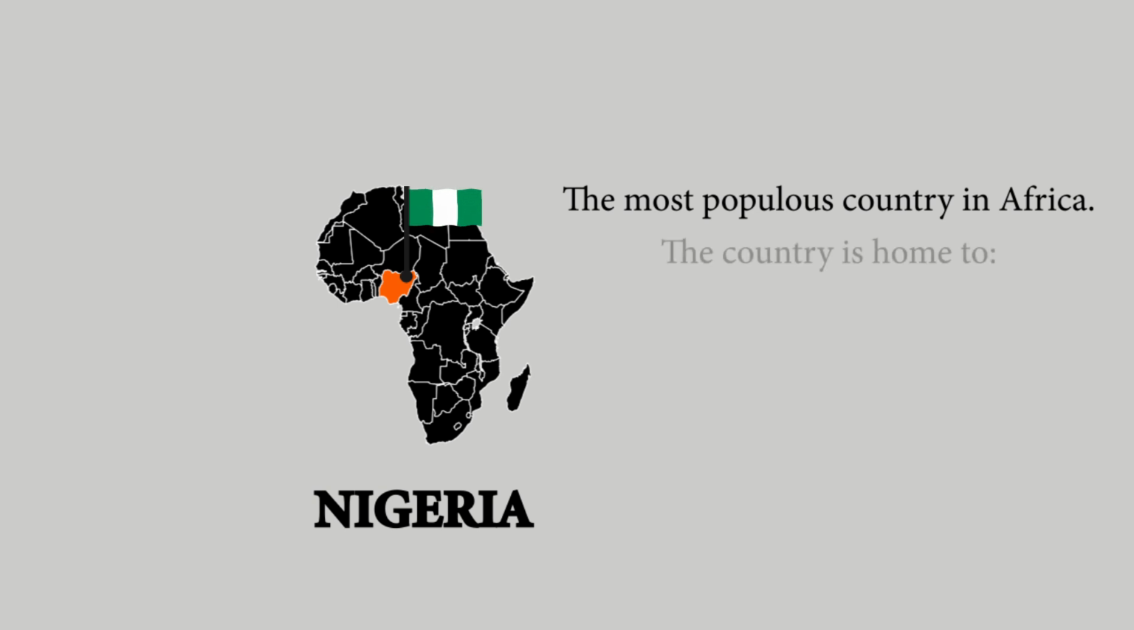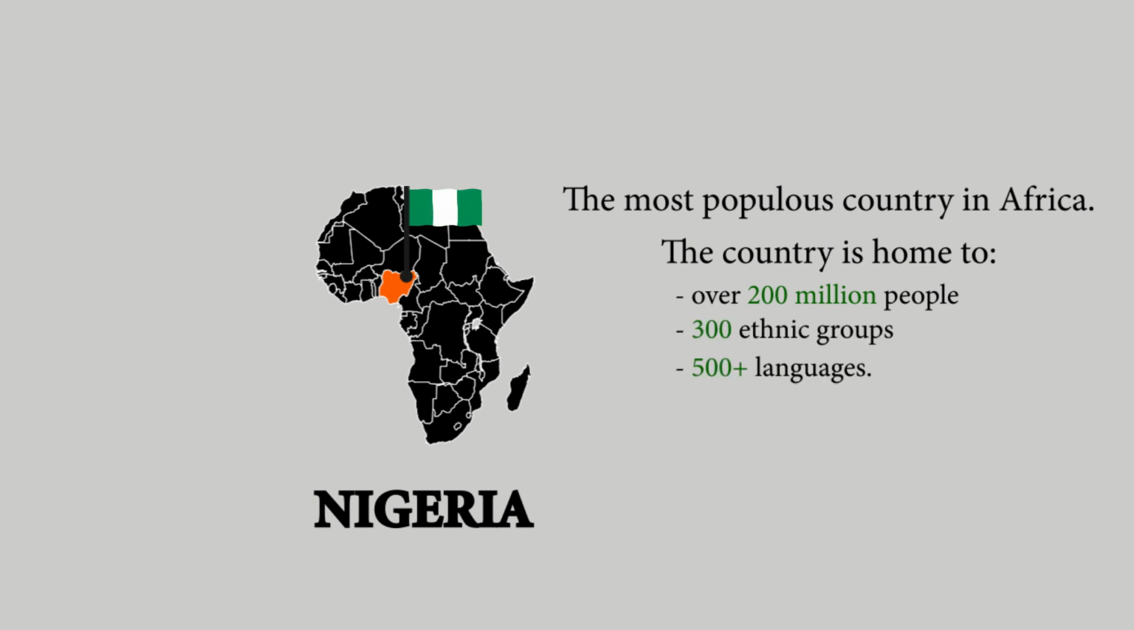Next, we have Nigeria, the most populous country in Africa, also known as the Giant of Africa. The country is home to over 200 million people with more than 300 ethnic groups and over 500 languages. But just like the Republic of the Niger, Nigeria got its name from the Niger River, which flows through it.